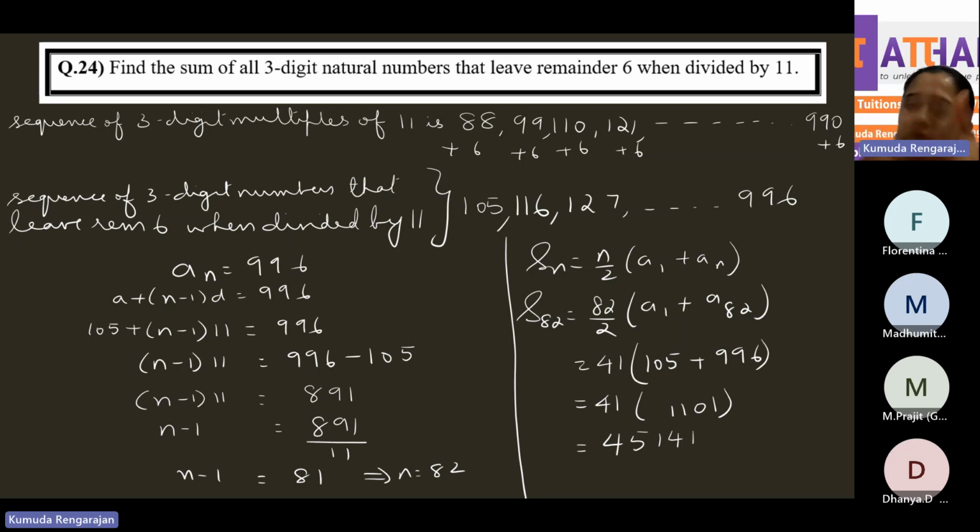Whenever you know that last term, you can use this formula: n by 2 of the first term plus the last term, because we know the last term is 996.